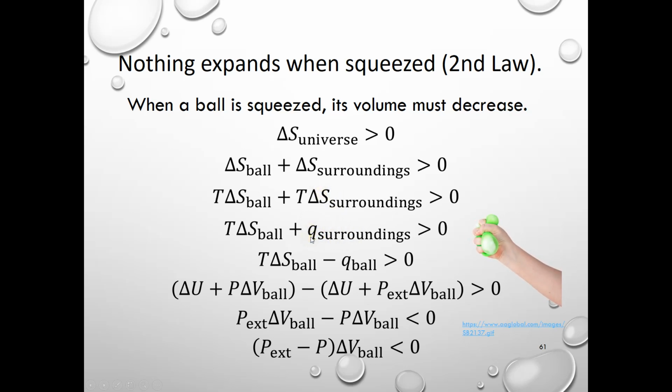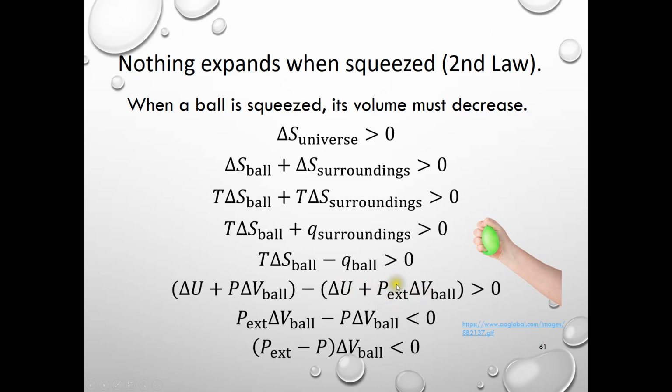So we make this replacement. And also we know Q surroundings is equal to negative Q of the ball, because heat flows from the ball to the surroundings or vice versa. They have the same magnitude but different signs. And also, based on the first law of thermodynamics, we have T delta S is equal to delta U plus P delta V. And this Q is equal to delta U plus P external delta V.